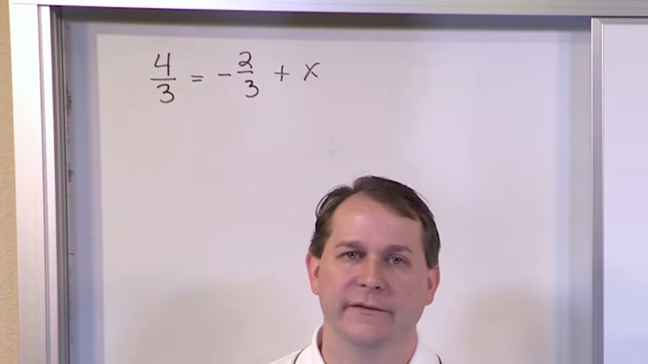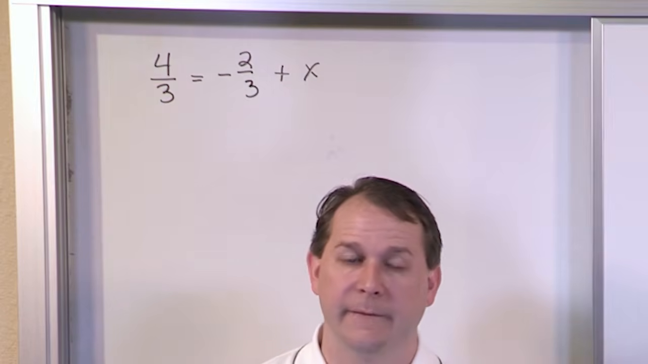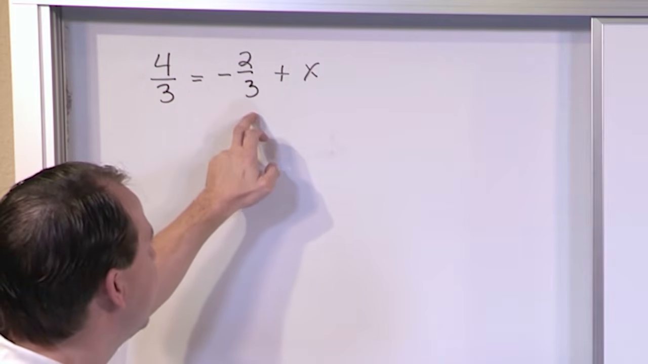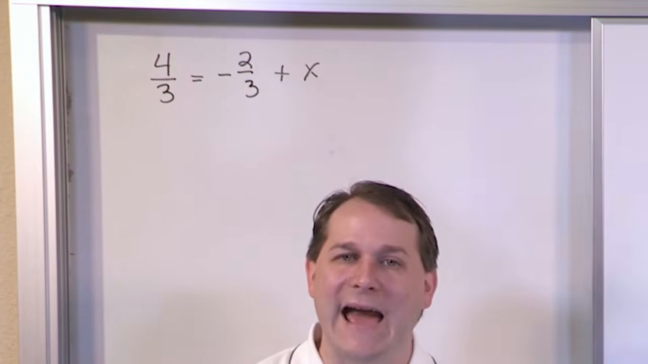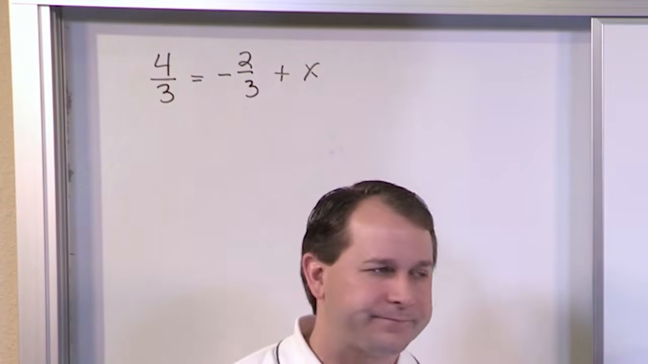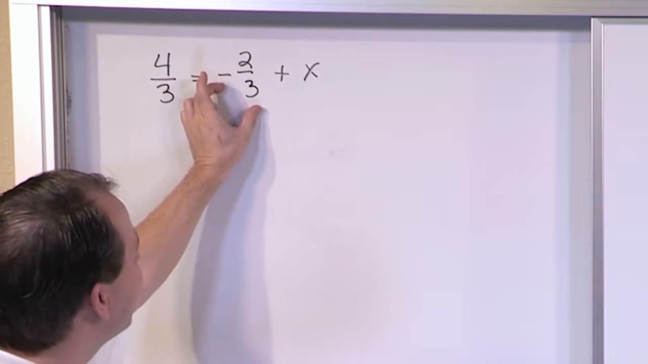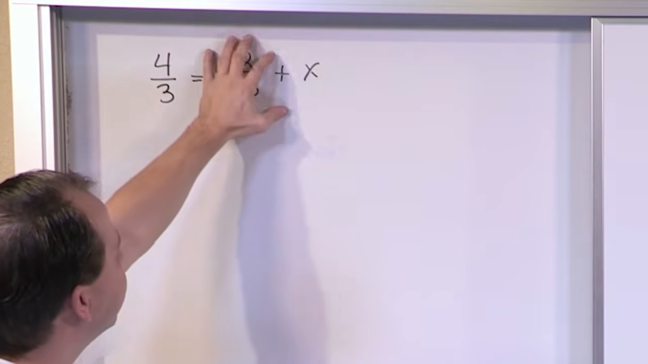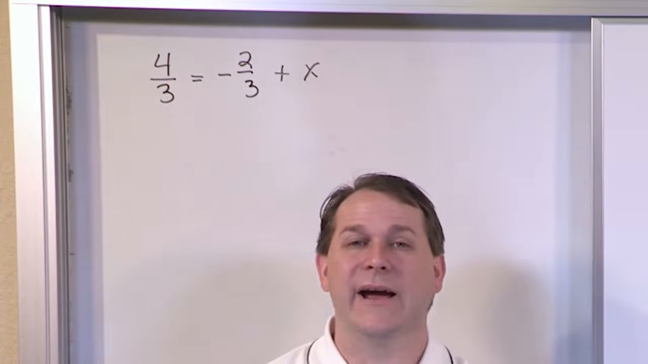So you want to do this using the rules that we're learning here. Since this negative 2/3 is negative here, we want to do the opposite. We want to add 2/3 to both sides. Because if we add 2/3 over here, it's going to go away with negative 2/3. It gives us 0. It's going to disappear. And whatever we do on one side, we have to do on the other.